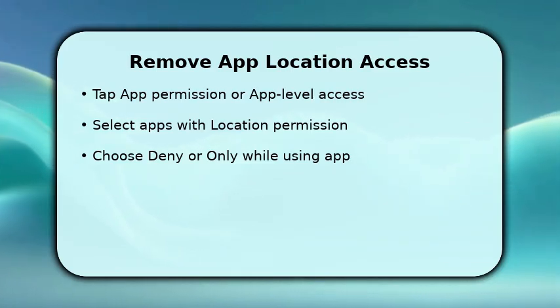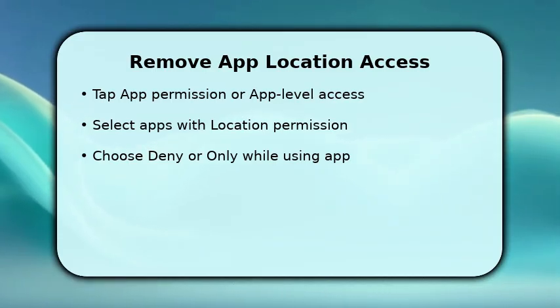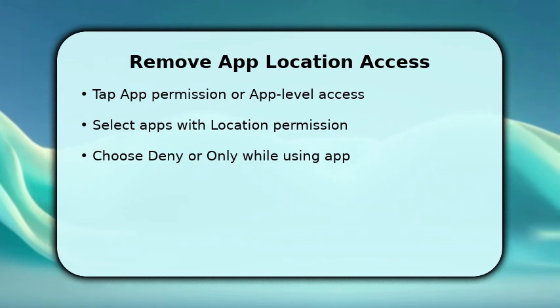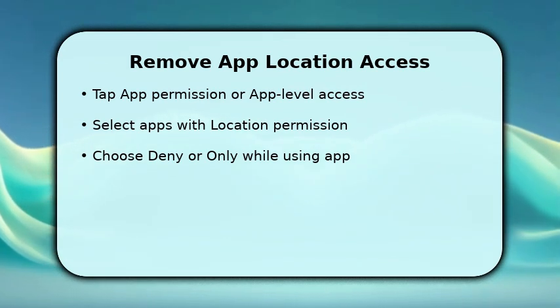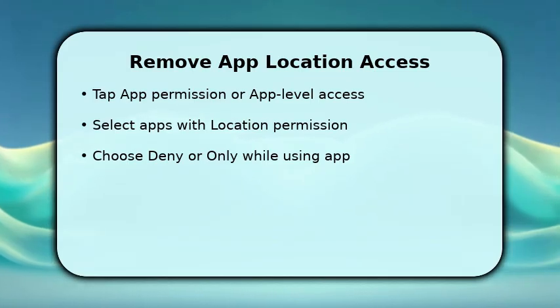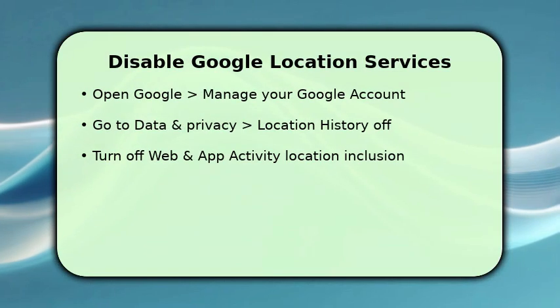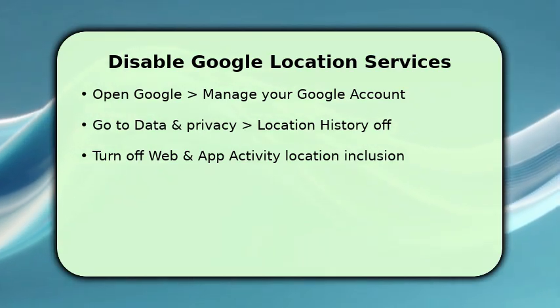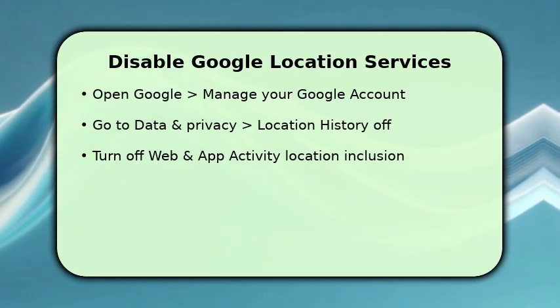Once completed, you'll reduce passive location sharing, and your privacy improves without breaking functionality for apps that legitimately need your location while in use. Finally, disable Google-specific tracking to stop cloud-stored location data. Open the Google app or account settings, go to Data and Privacy, and turn location history off. This prevents Google from saving places you visit.